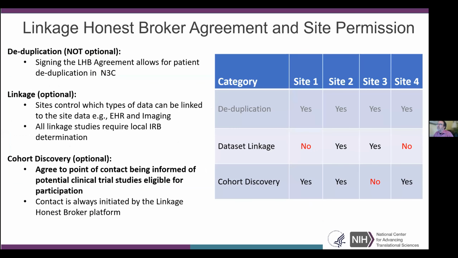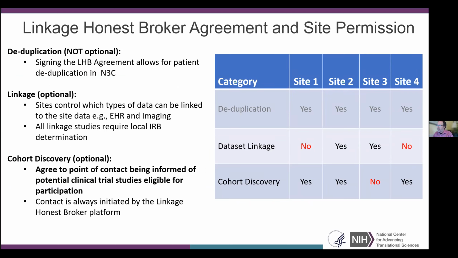Back to what I was saying at the beginning, it's not all or nothing. It's voluntary, no penalty if you don't want to participate. However, if you do sign, you are signing for two big classes: the ability to link data and/or the ability to participate in cohort discovery.